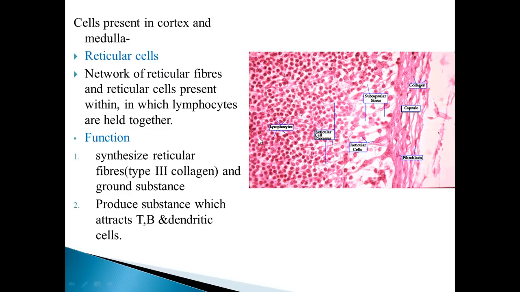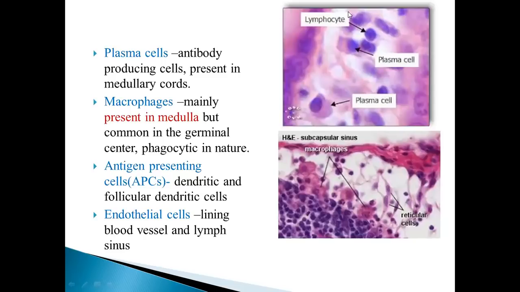You will only see a greater number of lymphocytes in a slide rather than the other cells. The next cells present other than lymphocytes: we have both T and B lymphocytes. Also we have reticular cells and plasma cells. Plasma cells are not visible under low power in a light microscope. These are antibody producing cells which are present in medullary cords.